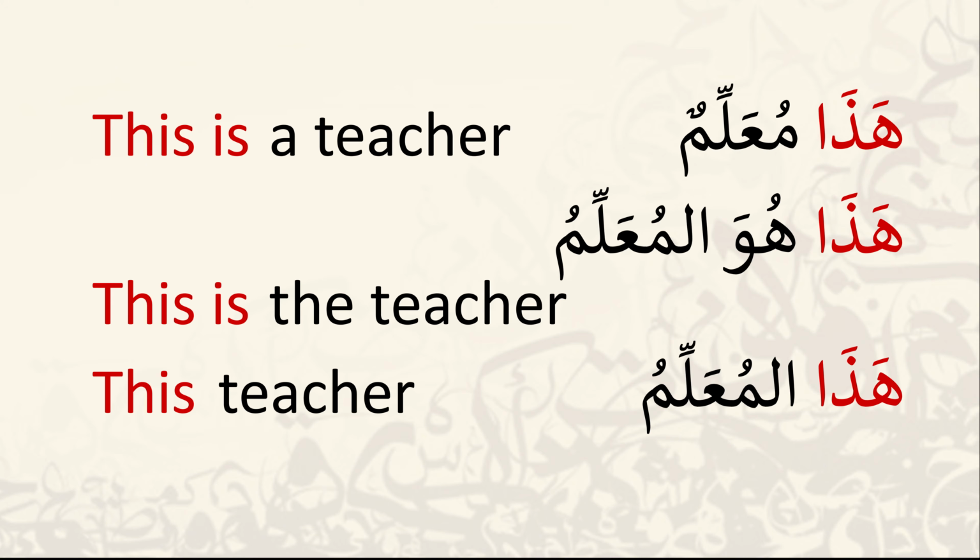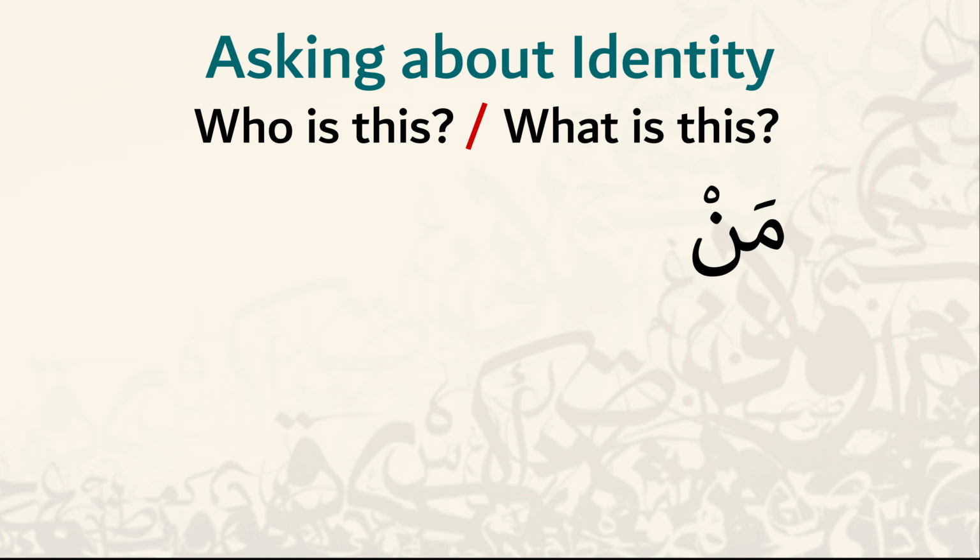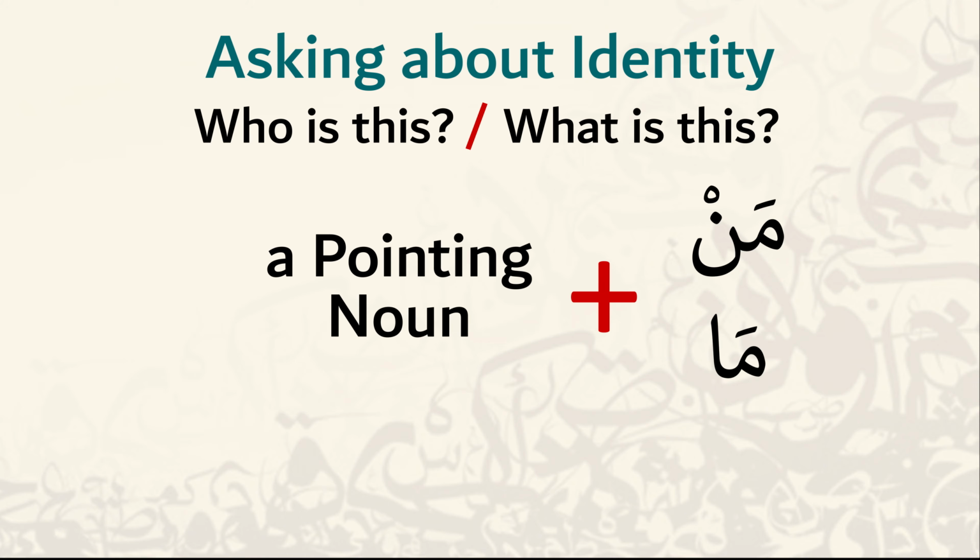Let's now introduce the 2 most common applications using demonstrative nouns, أسماء الإشارة. The first application is asking about identity, like saying who is this or what is this. In this case, we are going to need 2 interrogative nouns. من means who, and this one is used for humans, and the second one is ما, which means what, and it's used for non-humans. The combination is very easy. من or ما plus the pointing noun. That's all. Only 2 words, and of course a question mark.